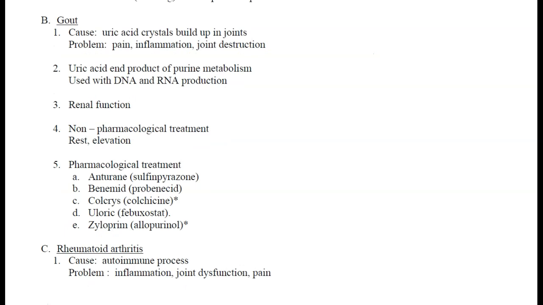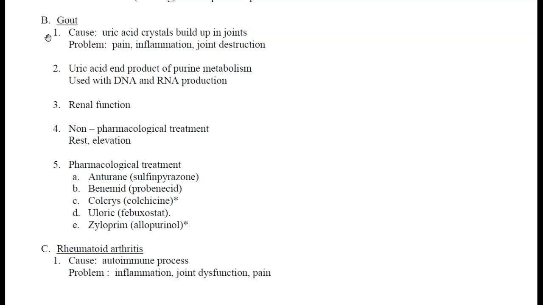Another condition that we're going to talk about is gout. So what's gout? The cause of gout is uric acid crystal buildup in the joints. Uric acid is the end product of purine metabolism. Purines are part of our normal dietary intake. They're used by DNA and RNA production.